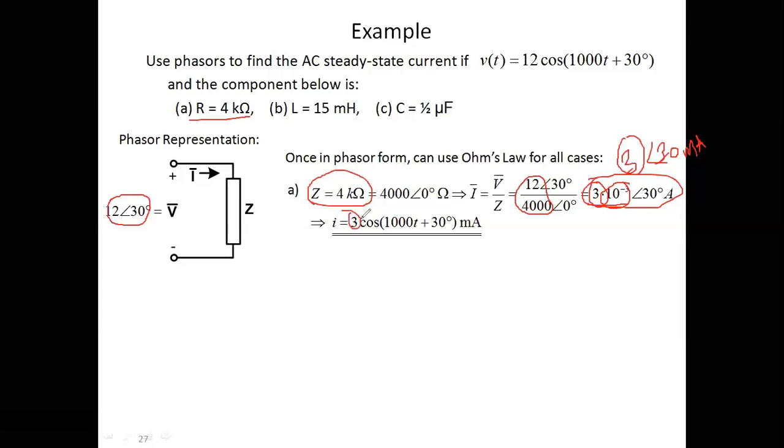That's what you should have here. That becomes 3 cos WT. Here is our W from the question. We know that. So you still have WT plus 30 degrees milliampere. And this becomes the final current that we're looking for in the real sense of it.